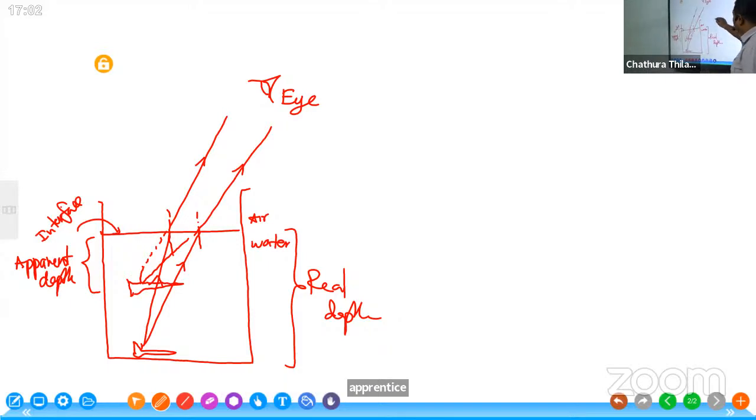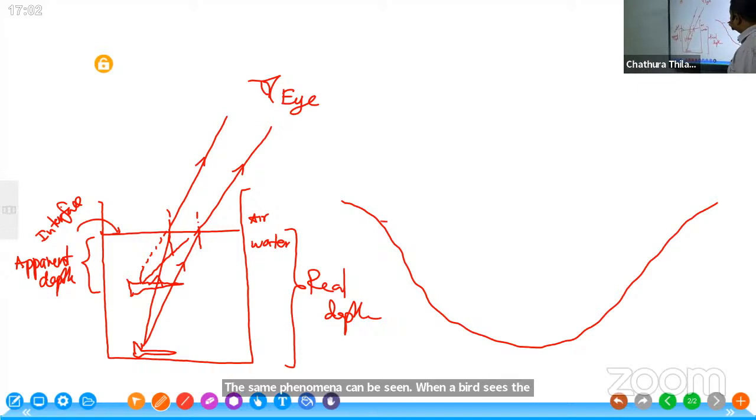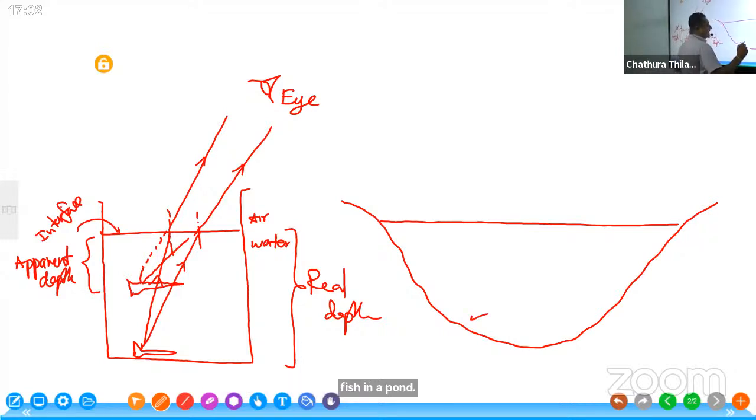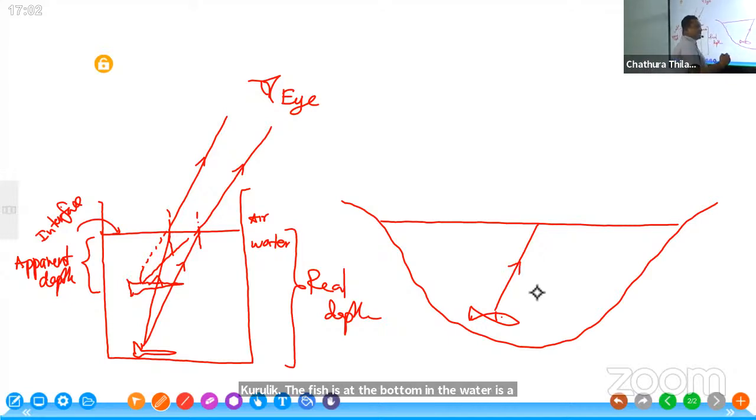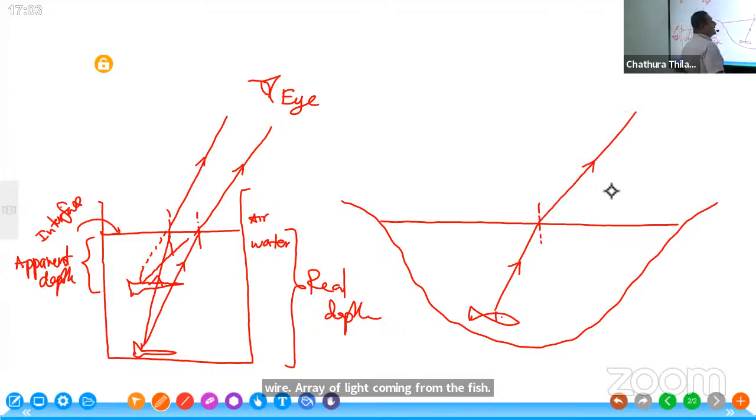The same phenomenon can be seen when a bird sees a fish in a pond. The fish is at the bottom in the water reservoir. A ray of light coming from the fish, moving towards the eye, bends away from the normal. Another ray of light also bends.